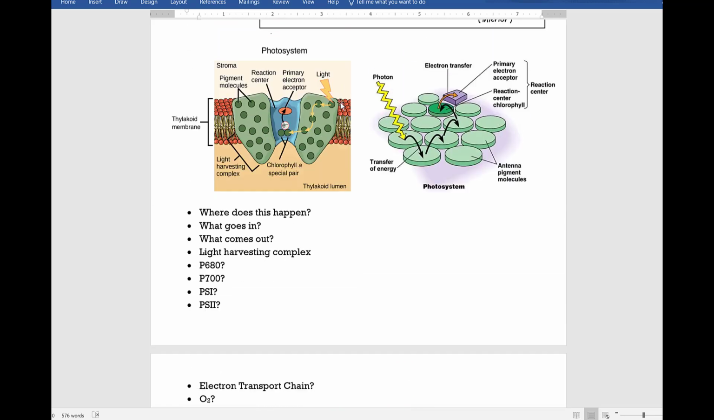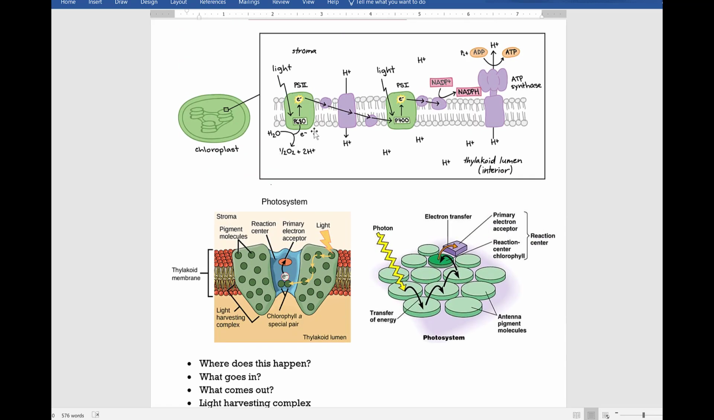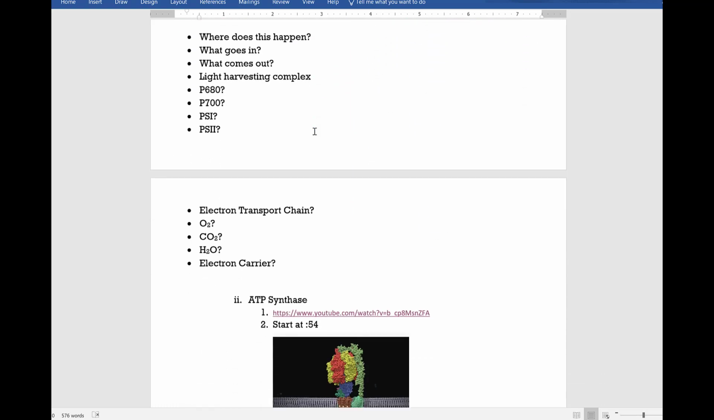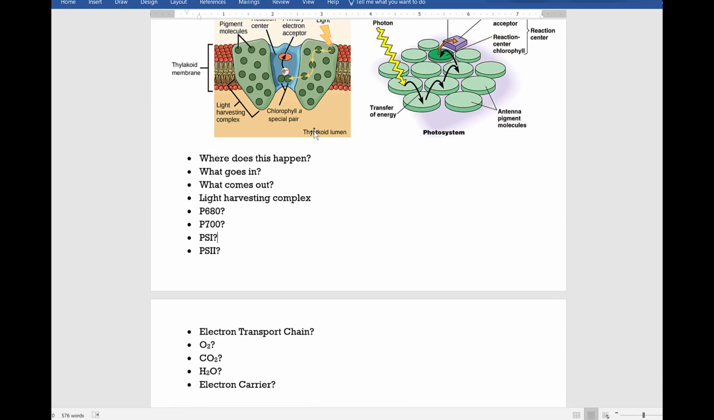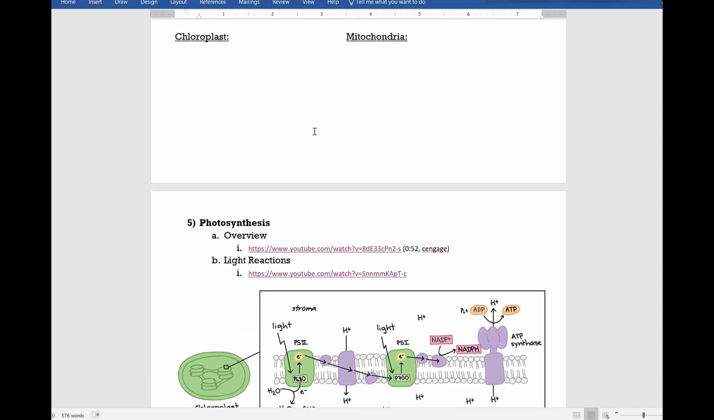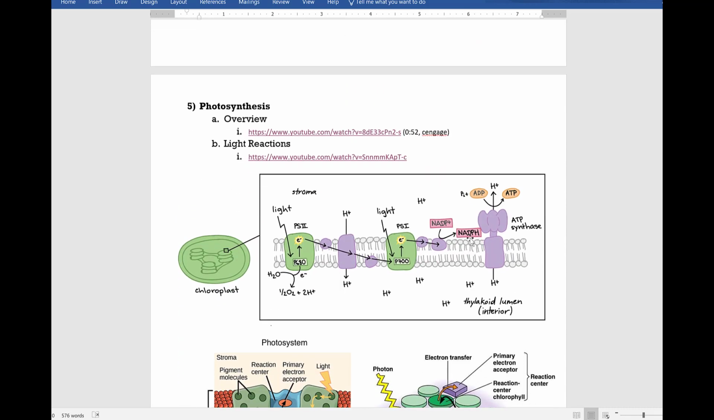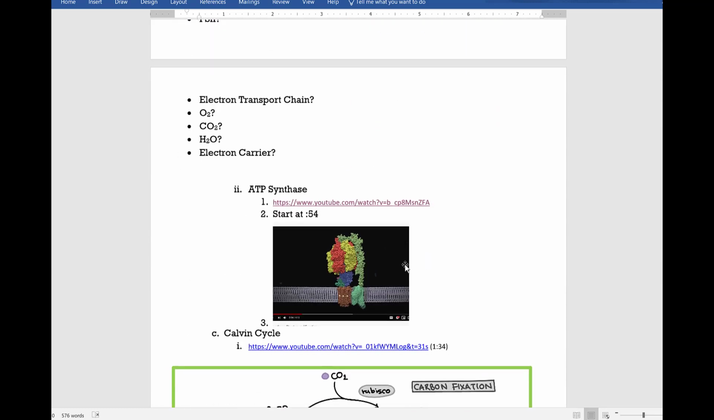Water, we do see water here. Water is being broken apart, it's giving its electrons to photosystem 2, and it's probably not really that it's giving it as much as photosystem 2 is taking it. And then the byproduct is oxygen. And then our electron carrier is here. Our electron carrier is in both parts of photosynthesis. The electron carriers are reduced in the light reactions, and they are oxidized during the Calvin cycle.